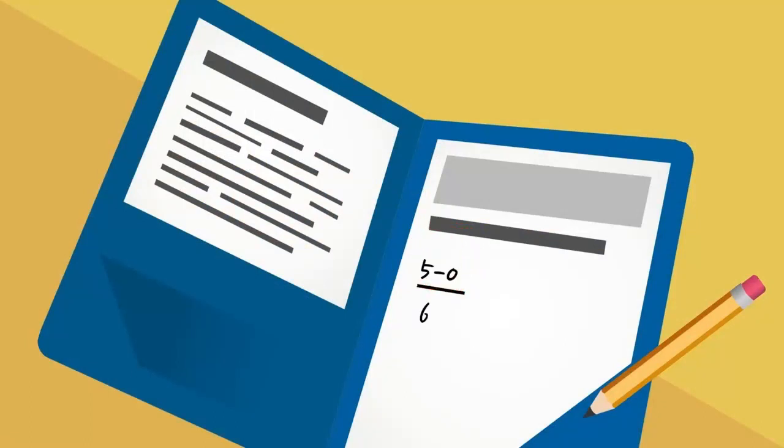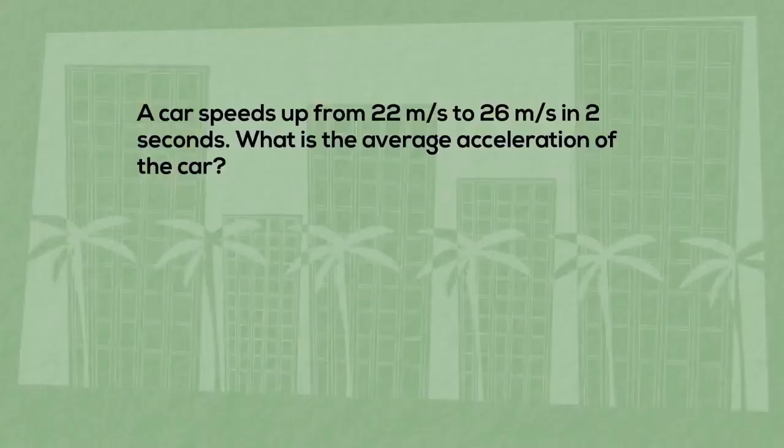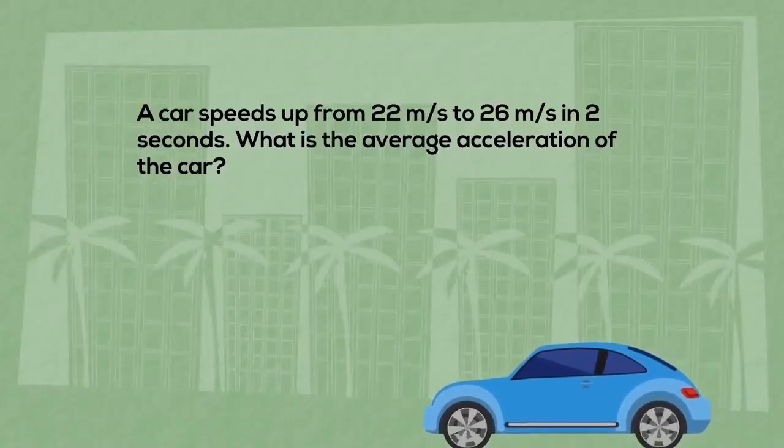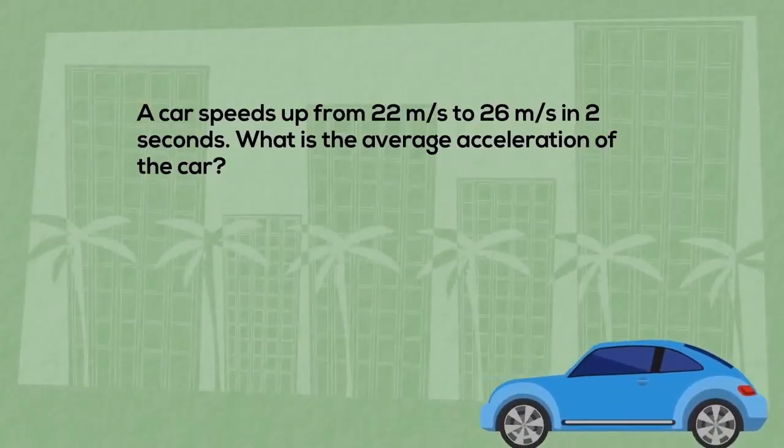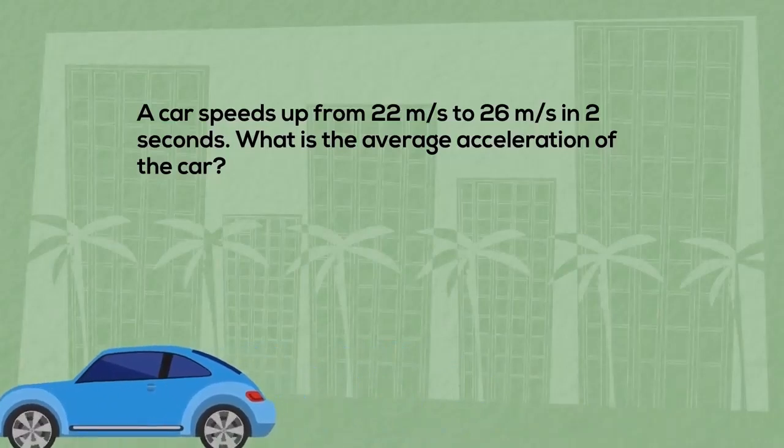Final velocity of 5 minus the initial velocity of 0, divided by 6, which is the time. You get 0.83 meters per second squared. Let's take another example. A car speeds up from 22 meters per second to 26 meters per second in 2 seconds. What is the average acceleration of the car?